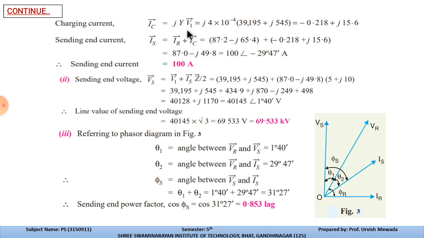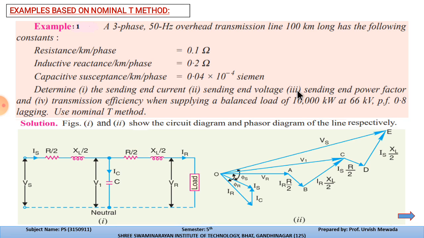We have the value of Y, that is given 4 into 10 raised to minus 4 for the 100 kilometer line, and we have the value of V1 that we found from the previous slide. By placing the values, we will get IC is equal to 0.218 plus j15.6. This is the capacitor current, the charging current. Now the sending end current IS is the combination of IR plus IC, that we already seen. Let us see the phasor diagram again.